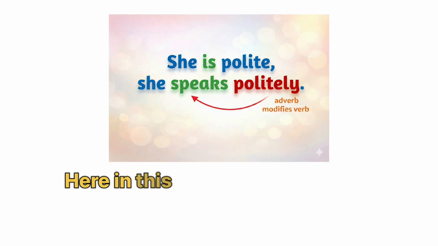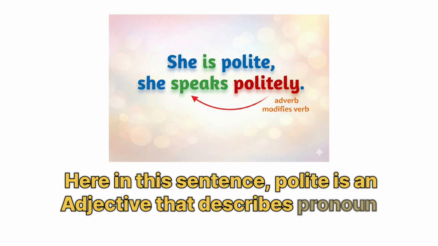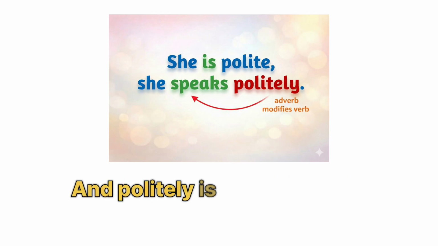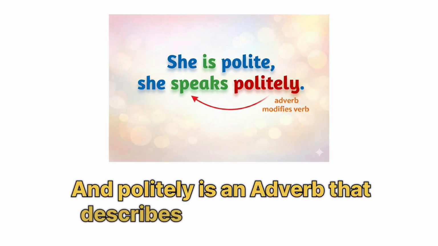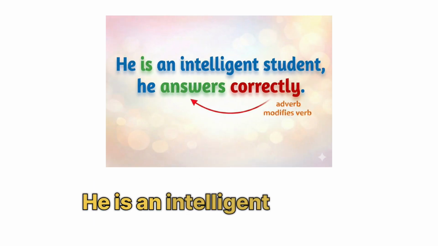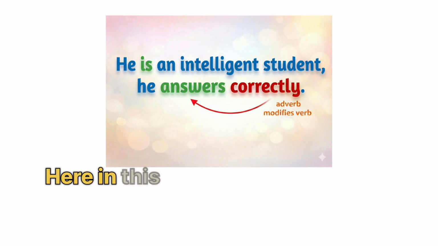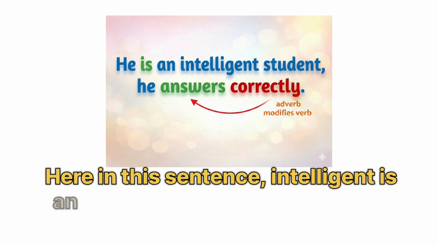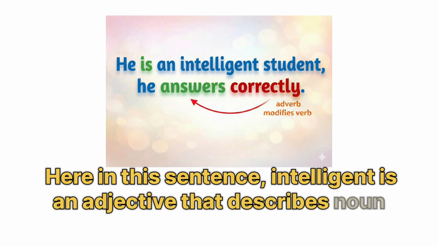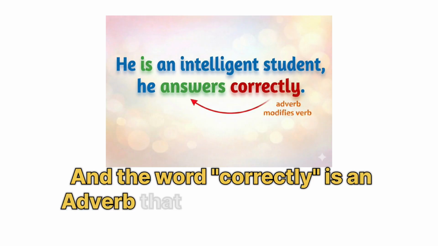She is polite. She speaks politely. Here in this sentence, polite is an adjective that describes the pronoun she, and politely is an adverb that describes the verb speak. He is an intelligent student. He answers correctly. Here in this sentence, intelligent is an adjective that describes the noun student, and the word correctly is an adverb that describes the verb answer.